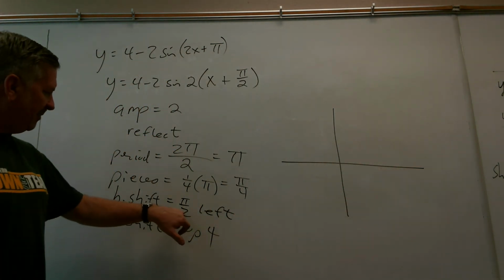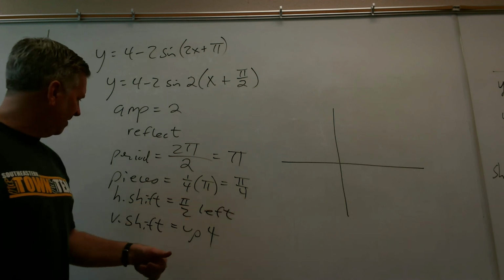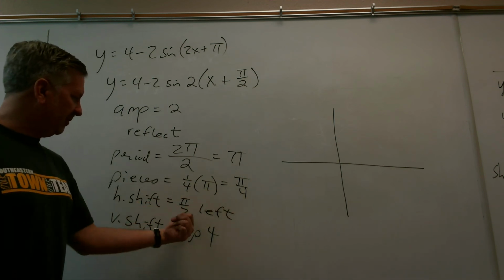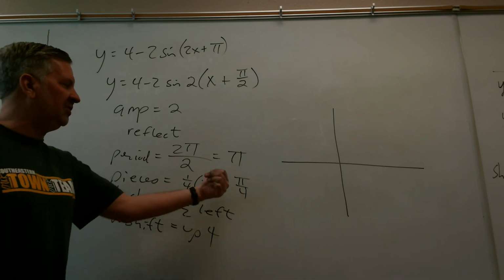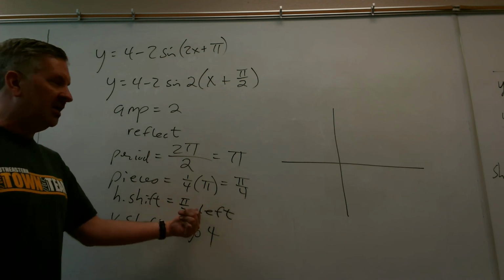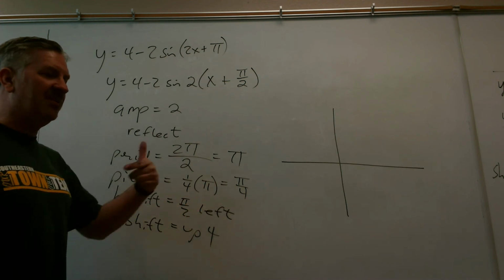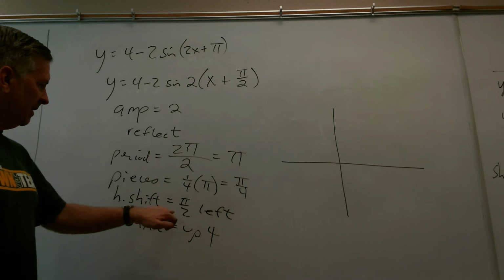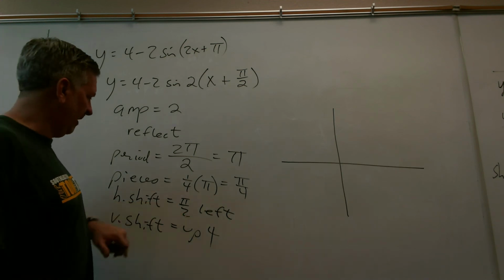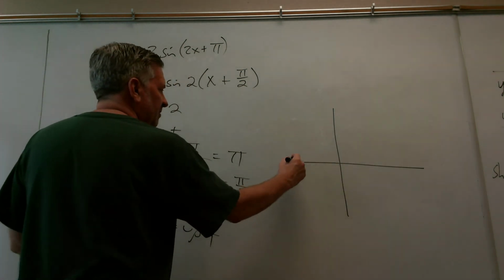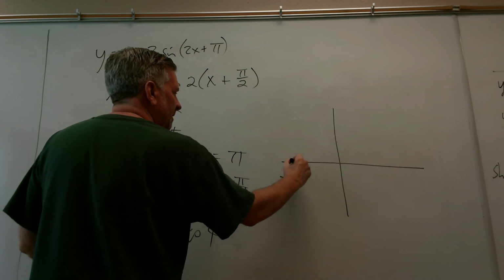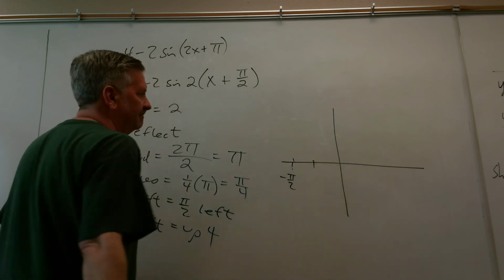Let's also look at how the shift compares to the pieces. A piece is pi over 4, the shift is pi over 2. The shift is double that of the pieces. So when I shift left pi over 2, I'm going to give myself room for 2 pieces. So I know there's 2 pieces here.